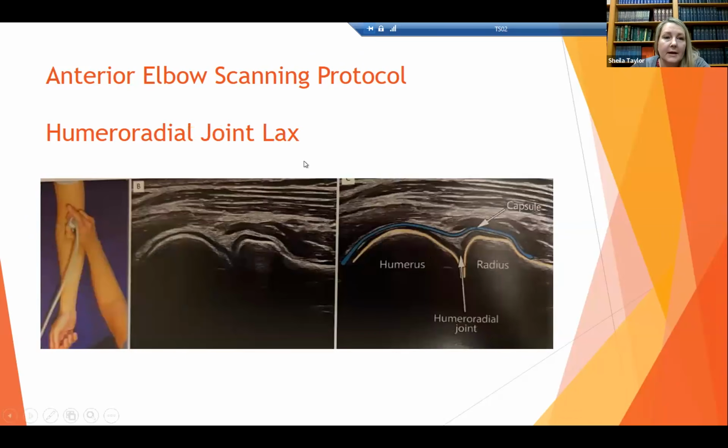And then when you're looking at the humeral radial joint, same thing. I think this is easier to start with actually. So from that short axis view, again, rotate your probe and you're going to identify the humerus and the radius. And you can look for distension of that joint capsule here. This is normal.